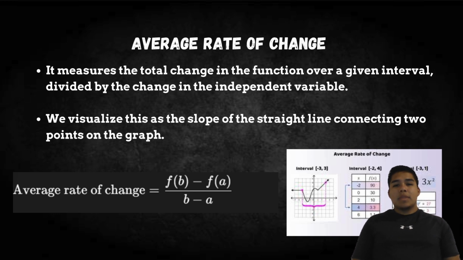For example, if you want to calculate the average speed of a car over a certain distance, you will use the formula for the average rate of change, dividing the total distance by the total time.